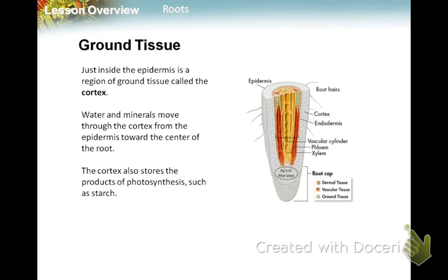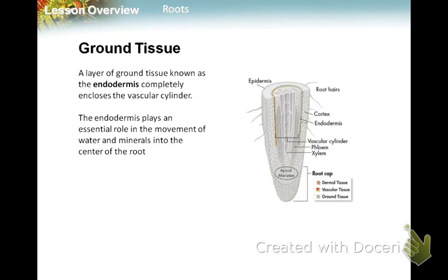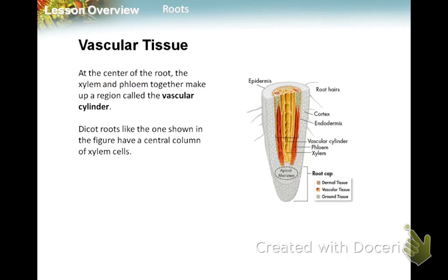Then in the middle we have ground tissue called cortex. Water and minerals move through the cortex towards the center of the root, and the cortex also stores products of photosynthesis, such as starch, so it's a storage area. There's endodermis that completely encloses the vascular tissue in the center of the root. And then in the middle, the vascular tissue is called the vascular cylinder.